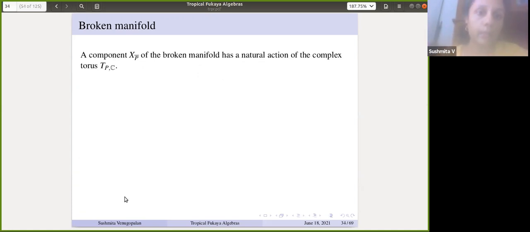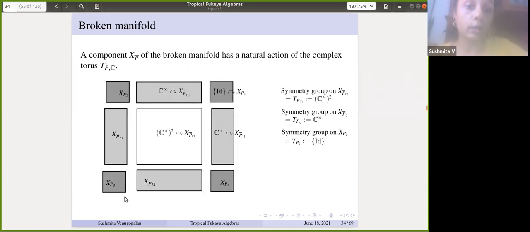And further, in the broken manifold, the various components have a natural action of a complex torus because they are all toric fibrations. And again, these cut spaces, since they weren't really thickened, the action of the torus on those is trivial. The light gray ones have a 1 torus acting on them, and the middle piece has a 2 torus acting on it.